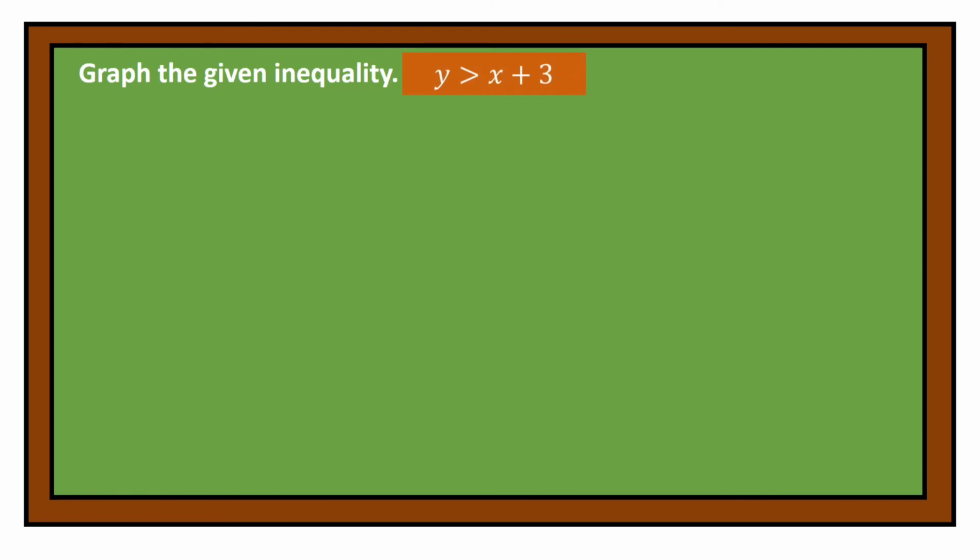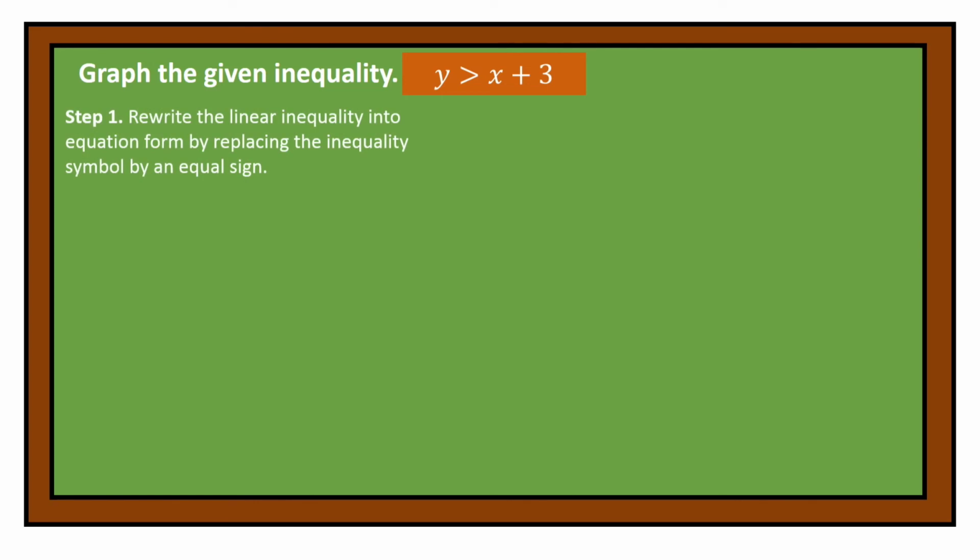Susundin ulit natin ang step-by-step process. So, para sa step 1, papalitan lang natin ang inequality symbol ng equal sign. So, ito ay magiging y is equal to x plus 3. Second step, i-graph natin ang ating equation. So, gamitin natin ulit ang x and y intercept. So, i-let natin ang x sa 0. So, ang ating equation ay magiging y equals 0 plus 3. And 0 plus 3 is equal to 3. So, ang value ng ating y is equal to 3.